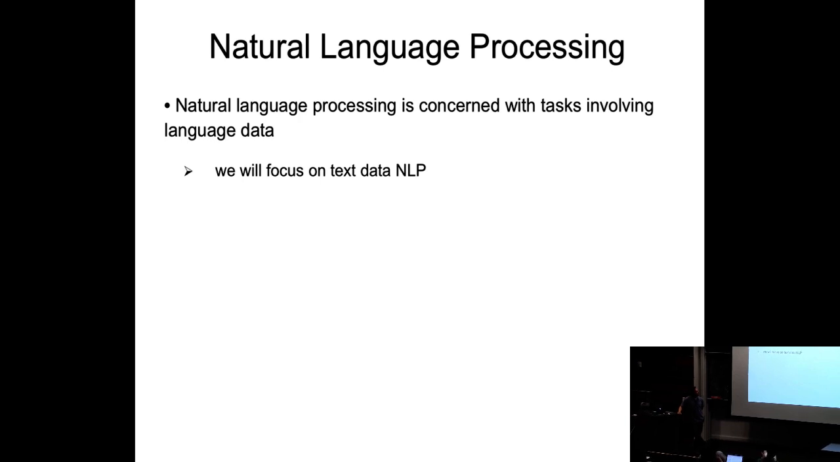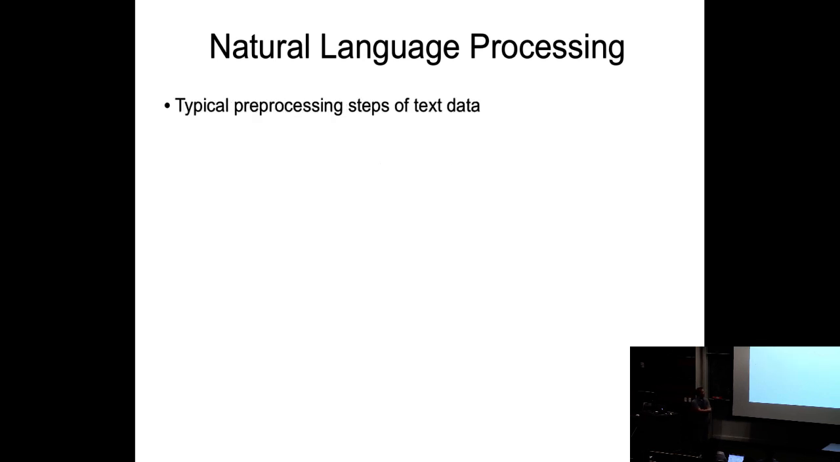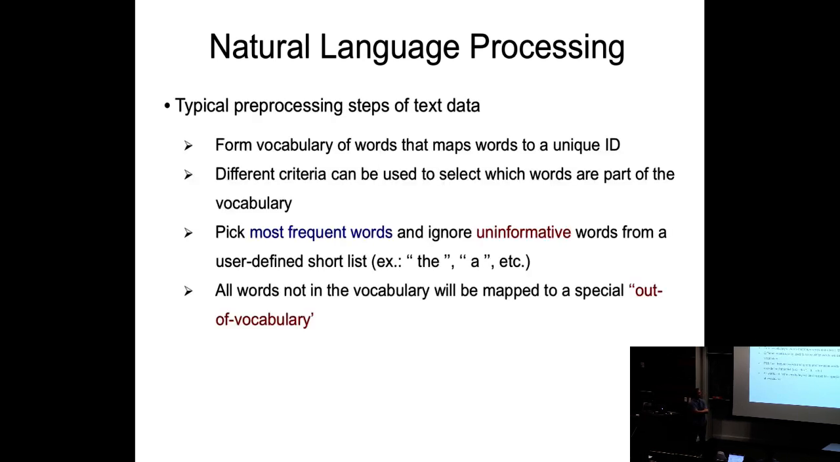In this particular class, we're going to focus on text and natural language processing. Much like what we've seen in the computer vision domain, we can design neural networks specifically for training on textual data. Now, one of the big issues for text is that text is very high dimensional. If you think about representing words, we typically end up with vocabularies of size 300,000. And that creates a few problems.